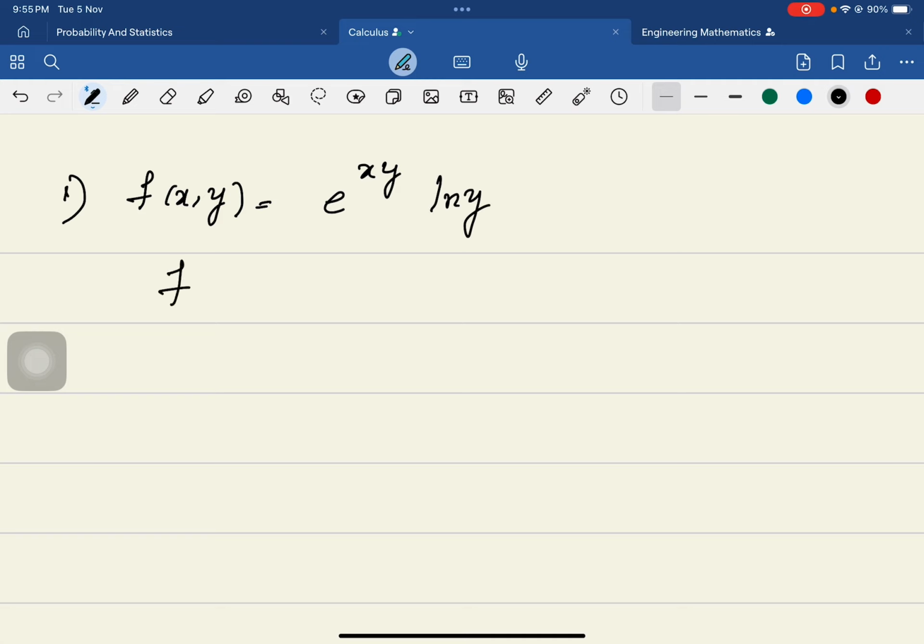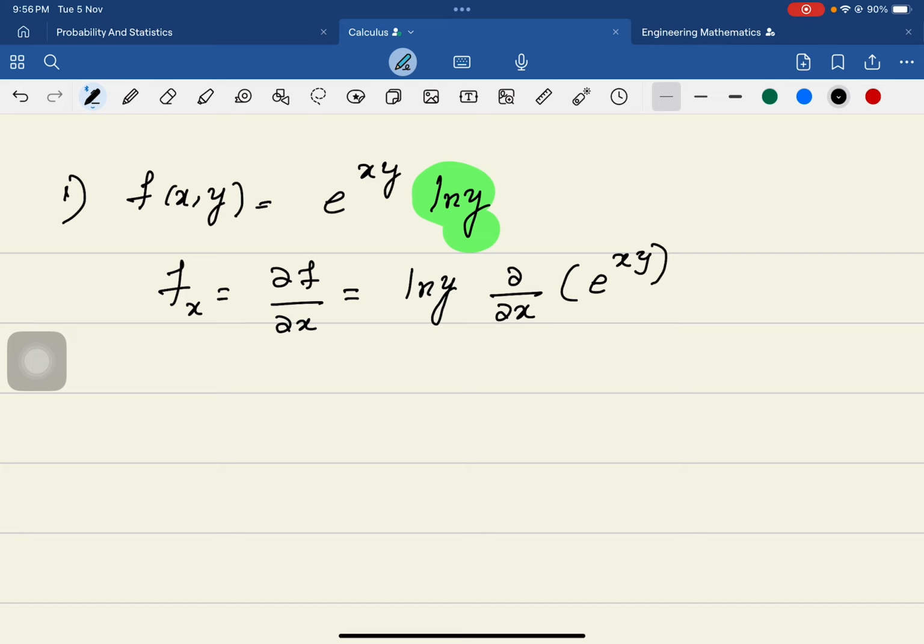Now fx we need, that is dou f by dou x, and that is given by e raised to... Now whenever I say e raised to xy times ln y, what is the constant here? The constant is ln y. So let us drop down the constant term as it is, and then differentiate the remaining term, that is dou by dou x of e raised to xy. Now this is the chain rule. What we are using here is the chain rule.